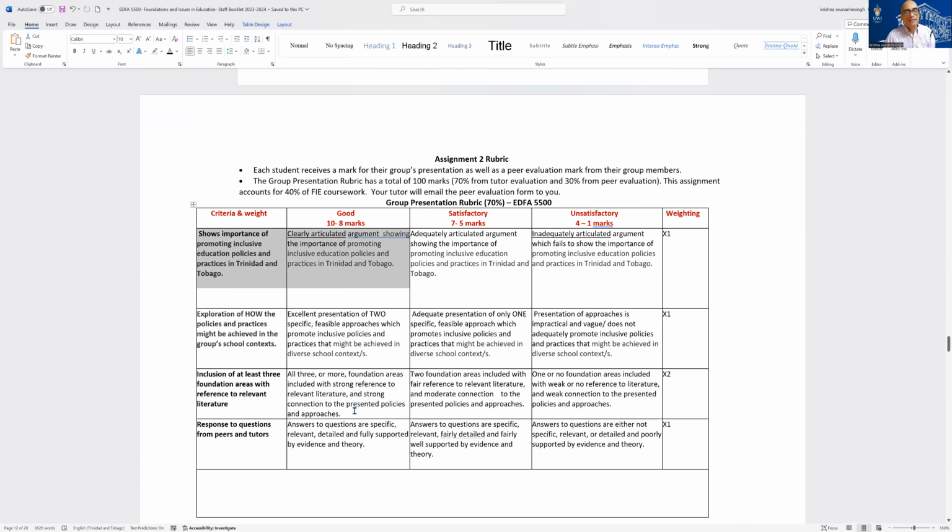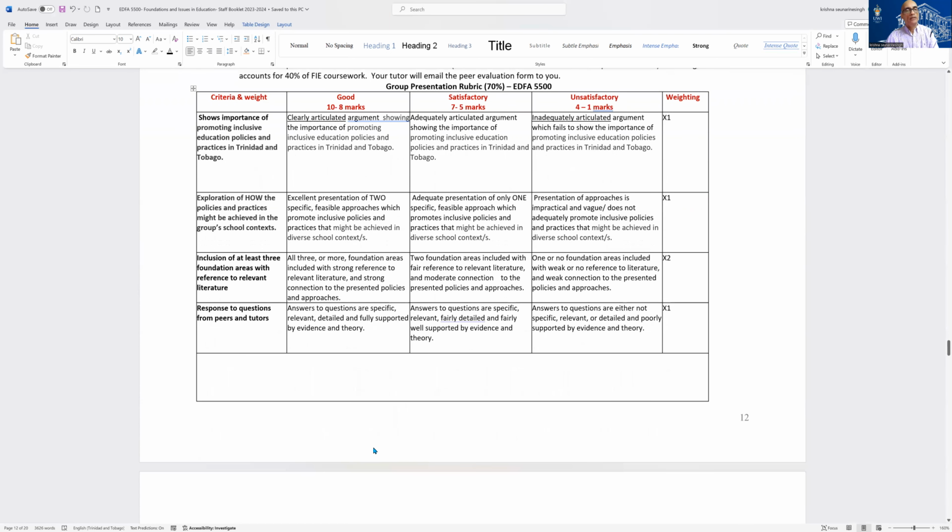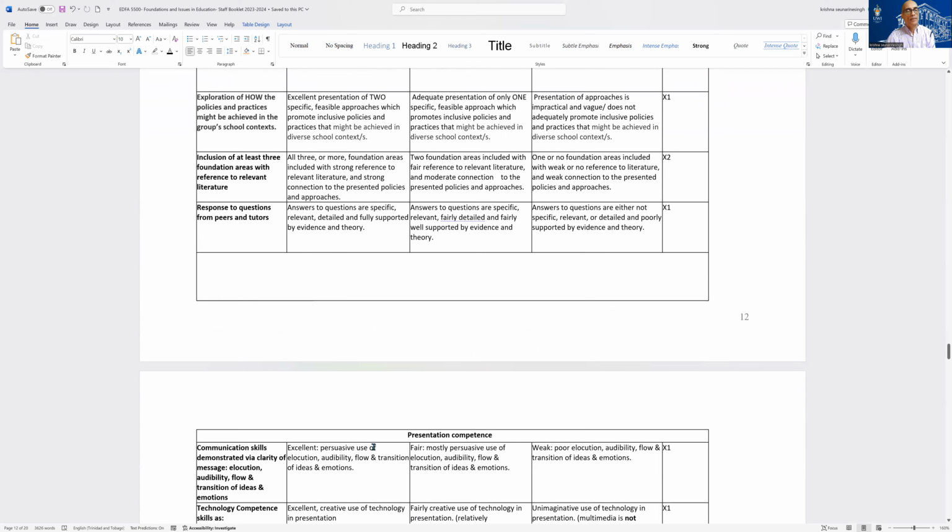And this here is where your tutor and examiner are looking to see what are the approaches that you identified as being possible ways of promoting the policies and practices of inclusion. So we're looking for 2 specific approaches. So not about 10, you're just looking for 2. Okay. And then you get credit for responding to the questions from your peers and your tutors.